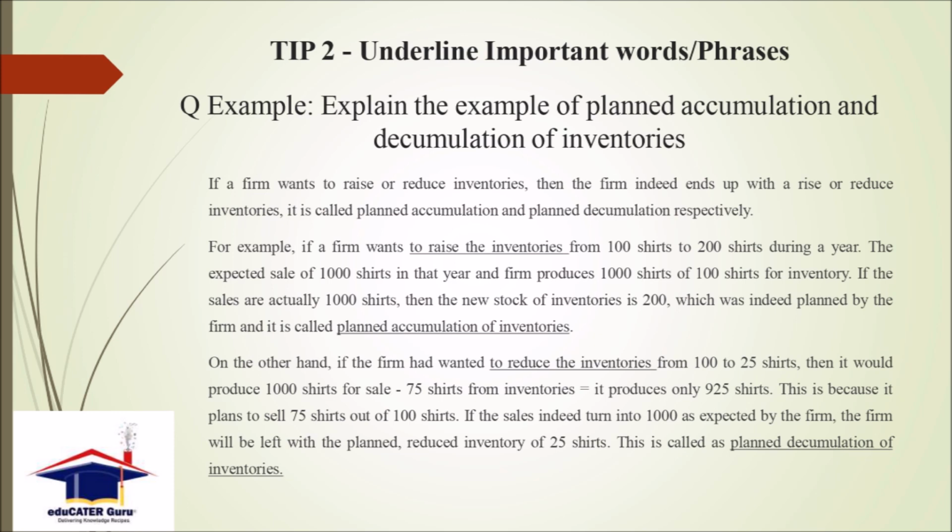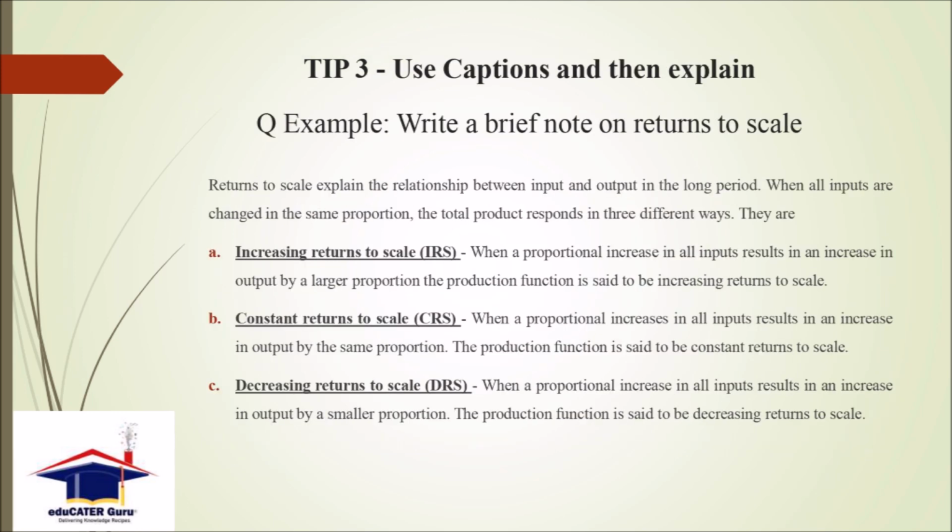Moving on to the next tip, use captions and then explain. So I have taken the example of write a brief note on returns to scale. This is one of the questions in the model question paper. So here, when you are describing all these three, increasing returns to scale, constant returns to scale, and decreasing returns to scale, it is very important to use it as a caption and underline so that the valuer will know that you are knowledgeable in this and you are going to explain further on this.